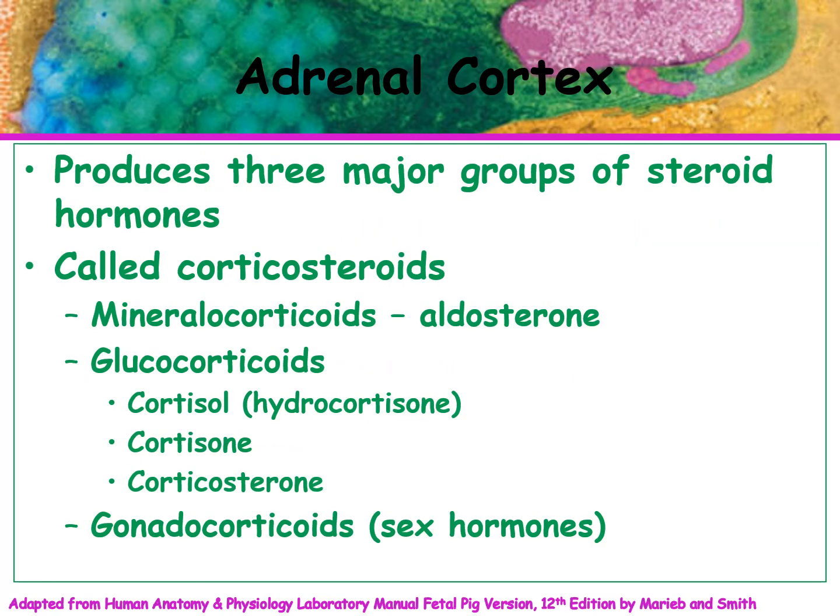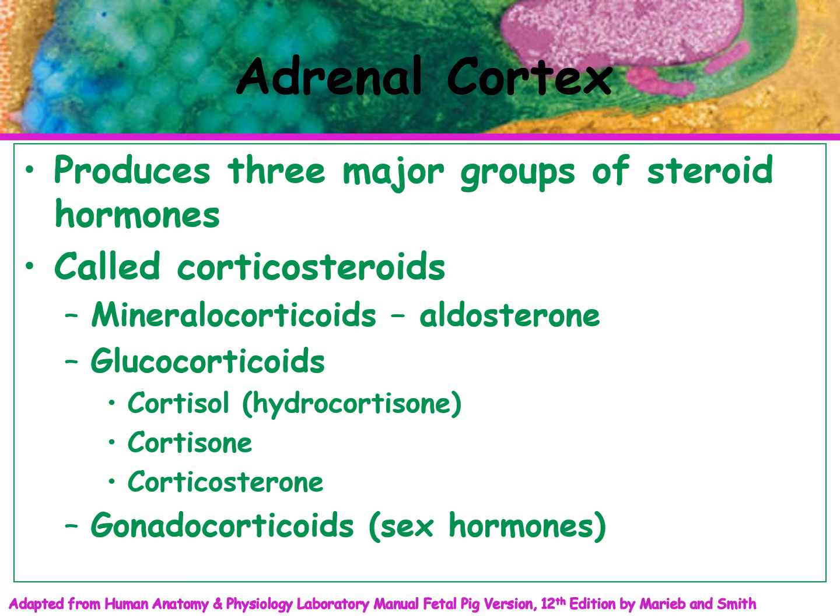The adrenal cortex comes from glandular origins. So it is different in embryonic origin than the adrenal medulla. The adrenal cortex can be divided up into 3 zones, and each zone makes a different type of corticosteroid hormone.